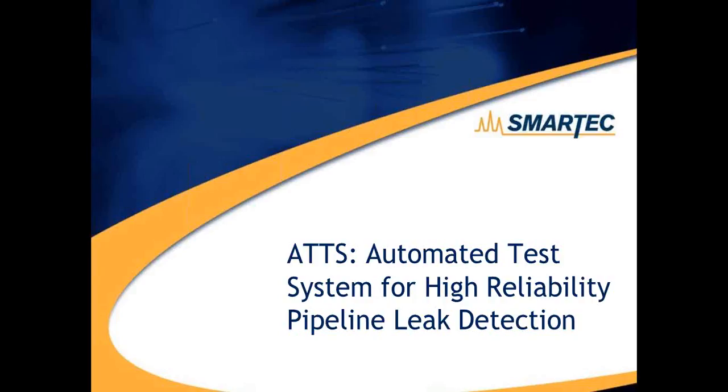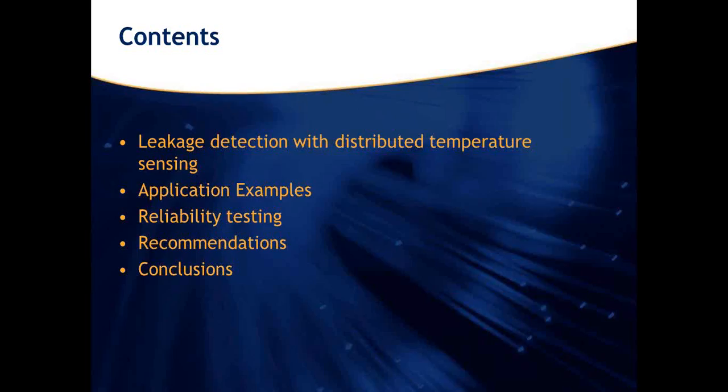Today's presentation is entitled ATTS, Automated Test System for High Reliability Pipeline Leak Detection. The content of the presentation will be as follows. First, I will start with an introduction on leakage detection through distributed temperature sensing, in particular for pipeline leak detection. I will show some application examples, and then we will discuss how those systems can be configured for optimal reliability and how to test that reliability. And I will conclude with recommendations and conclusions.